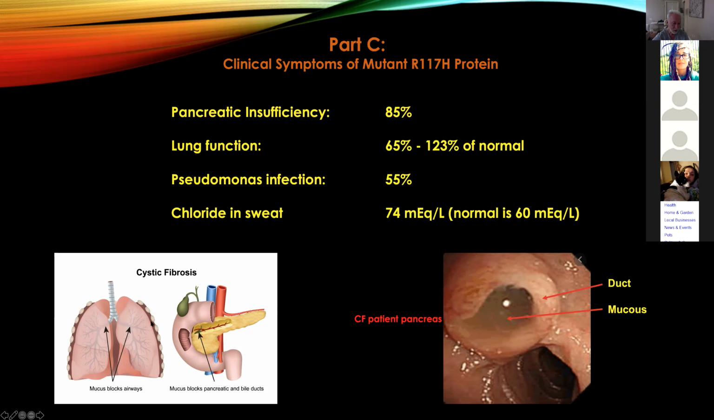So of the two organs most affected by cystic fibrosis, lungs aren't affected much. The pancreas is affected a lot. And here you see on the right a picture of a real pancreas from a cystic fibrosis patient. And the duct is this object here, and you can see the mucus accumulating in the duct, which then blocks the flow of the pancreatic juices.